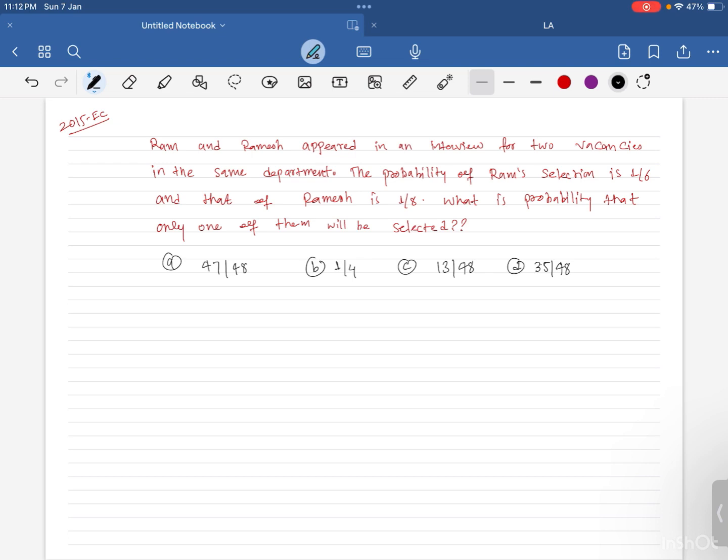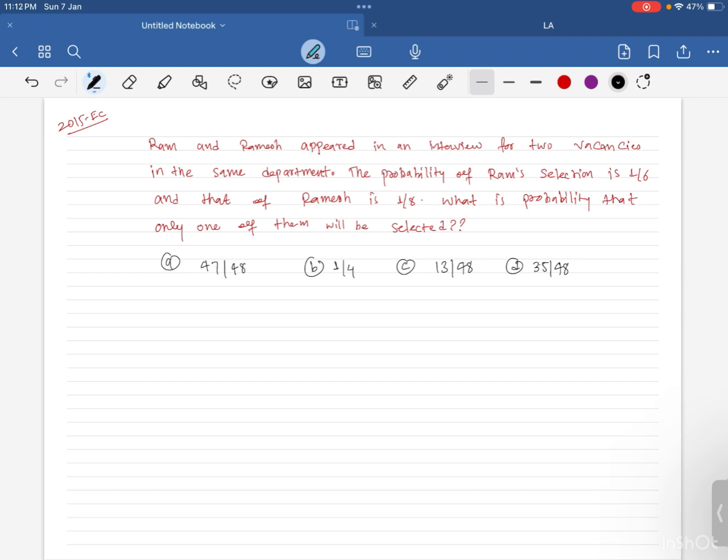So we will have to find the total probability that anyone gets selected. If Ram gets selected with the probability of 1 by 6, then at that time Ramesh will not get selected, right? That is one case. And the other case is if Ramesh gets selected with the probability 1 by 8, then Ram will not get selected, right? This is the total probability that we need to find. So here we will get 7 divided by 48 plus 5 divided by 48, that will be 12 divided by 48, 1 by 4. So the correct answer is B.